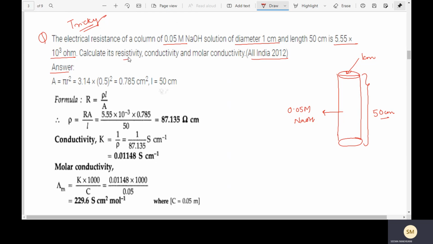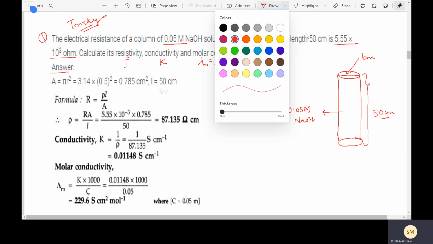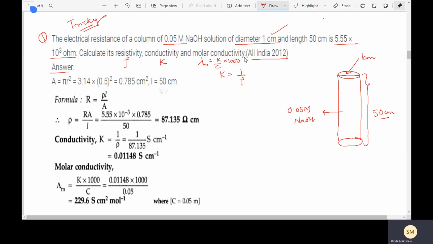एक आपको resistivity निकालना है which is rho, conductivity निकालना है which is K. Now अगर आपने rho निकाल लिया तो K निकालने के लिए आपको सिर्फ 1 by rho करना है and you will get conductivity. Molar conductivity का फॉर्मूला क्या होता है? K by C. Please don't forget ऊपर 1000 लगाना है क्योंकि all your units are in centimeter. ये common mistake है. So in your formula for molar conductivity, please put 1000 in the numerator. Fine. Now let's begin.